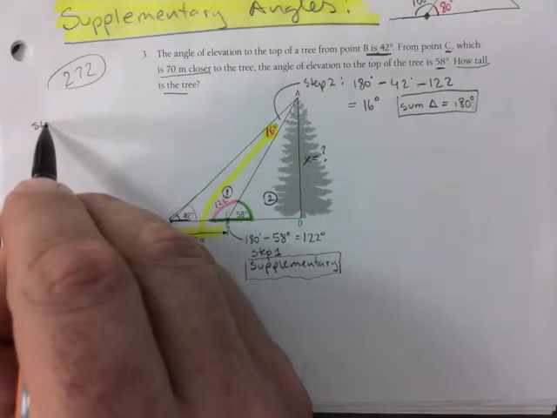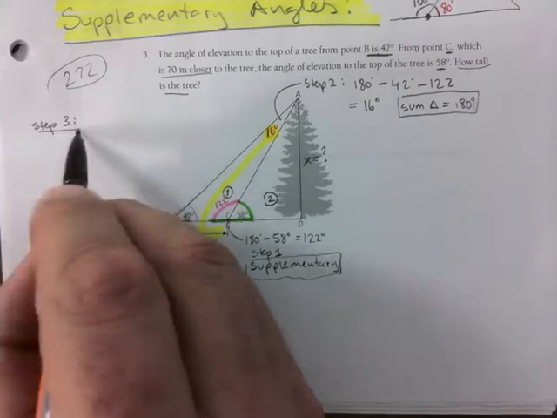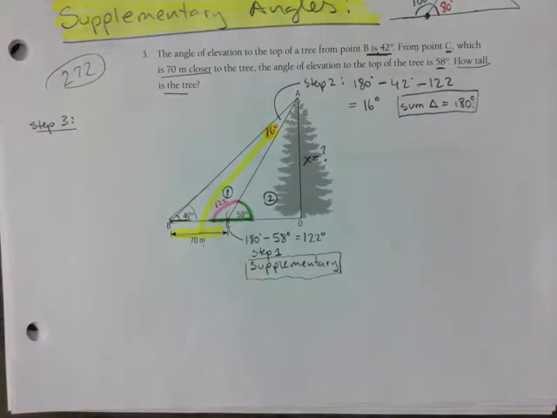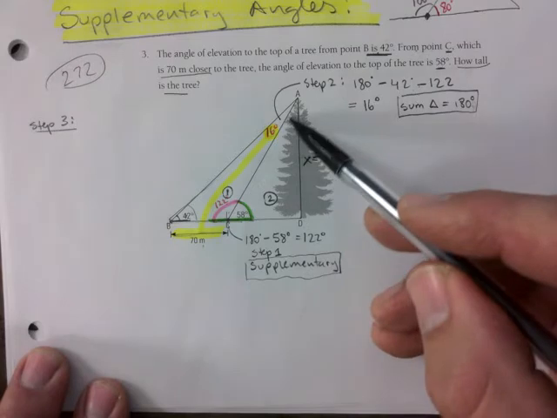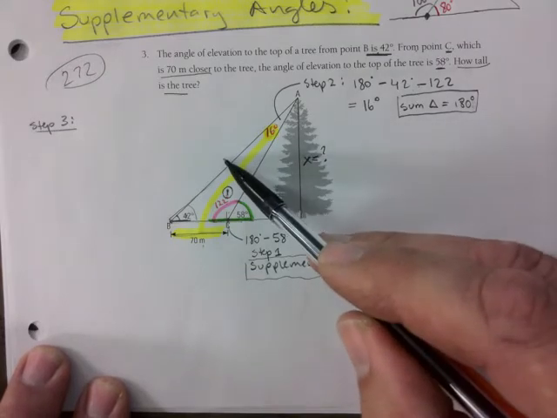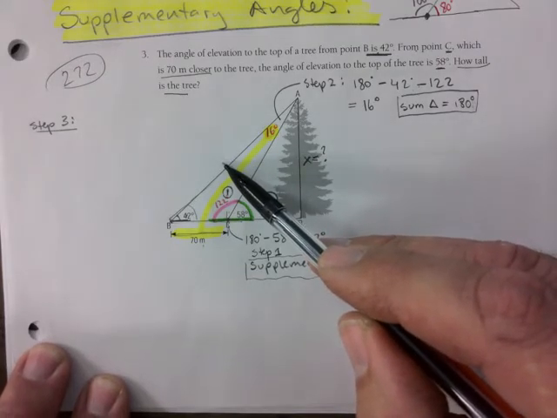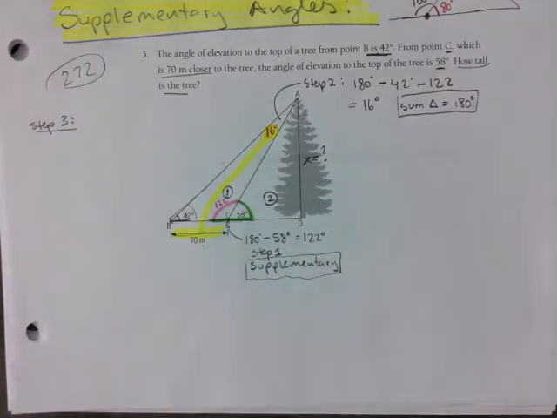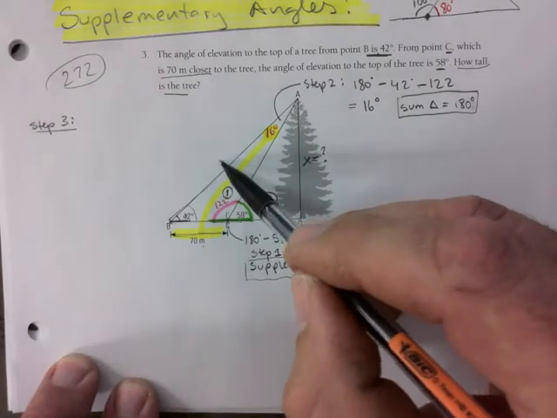So step 3, which side would we want to solve for? Anmol. This one here? This one? Okay. All right. So let me just think about it for a minute here. So you want to solve for this one.